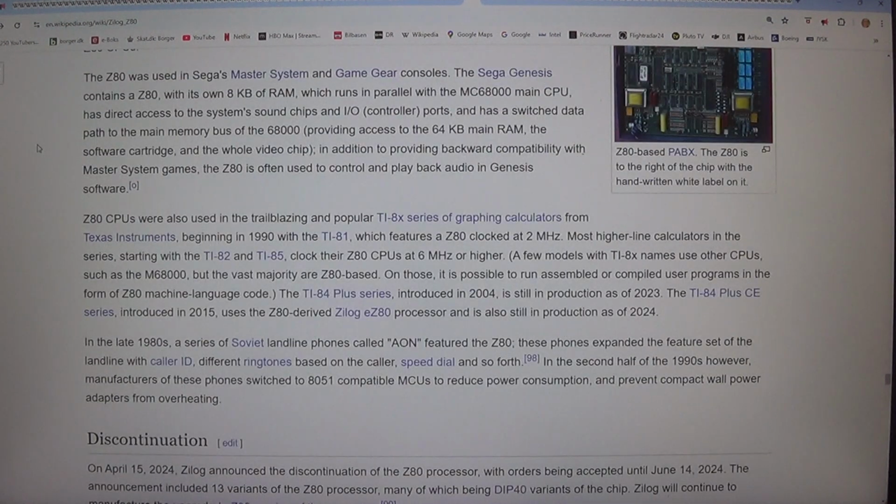The Sega Genesis contains a Z80, with its own 8 kilobytes of RAM, which runs in parallel with the MC68000 main CPU, has direct access to the system's sound chips and I/O controller ports, and has a switched data path to the main memory bus of the 68000. Providing access to the 64 kilobytes main RAM, the software cartridge, and the whole video chip, in addition to providing backward compatibility with Master System games. The Z80 is often used to control and play back audio in Genesis software.